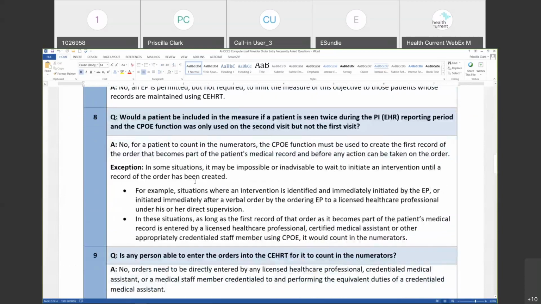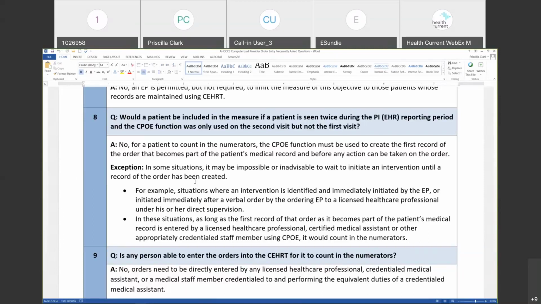Question 8, would a patient be included in the measure if a patient is seen twice during the PI reporting period and the CPOE function was only used on the second visit but not the first visit? The answer is no. For a patient to count in the numerators, the CPOE function must be used to create the first record of the order that becomes part of the patient's medical record, and before any action can be taken on the order. An exception is that in some situations, it may be impossible or inadvisable to wait to initiate intervention until a record of the order has been created.